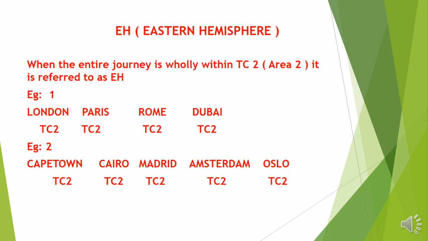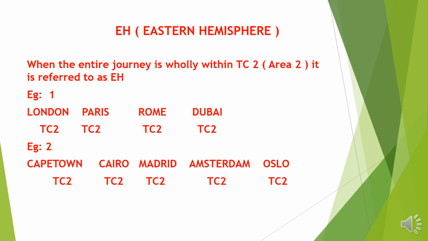The second one, Eastern Hemisphere. Again, it's quite simple. When the entire journey is wholly within TC2 or Area 2, it is referred to as EH. So all the cities on a given passenger's journey should be in TC2 or Area 2 to term it as Eastern Hemisphere. Going to example 1, London in UK, it's in Europe, TC2.